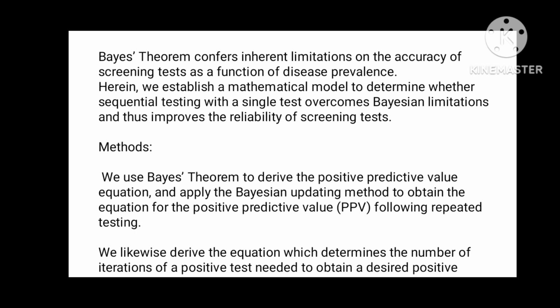So method. We use Bayes theorem to derive the positive predictive value, PPV, and apply the Bayesian updating method to obtain the equation for the positive predictive value following repeated testing. So after repeating the same testing, there will be a different prior now, because the previous posterior will be the current prior.